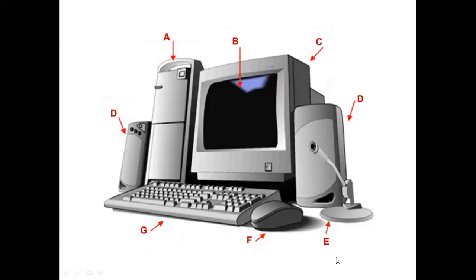Roshan, what's part B? Roshan connected and left. Rona? Part D, I think part D is the speakers. D is the speaker.